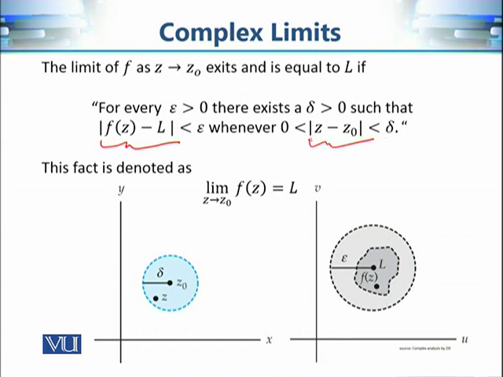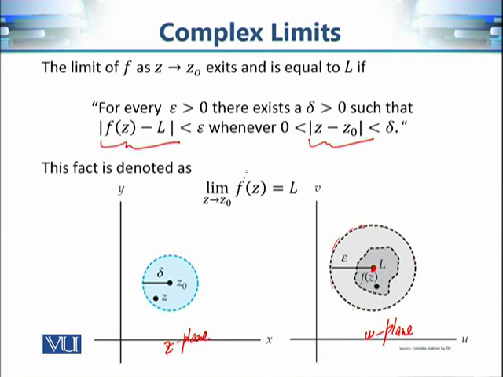Now, the complex numbers z are mapped in the z plane, and the functional values are mapped in the w plane. So if we consider a delta neighborhood of z naught, this blue region is basically the delta neighborhood of z naught, the set of all complex numbers whose distance from z naught is less than delta. And for every epsilon, which is now chosen in the w plane, let's say this is the functional value, and this is the epsilon, and this is the limit L.